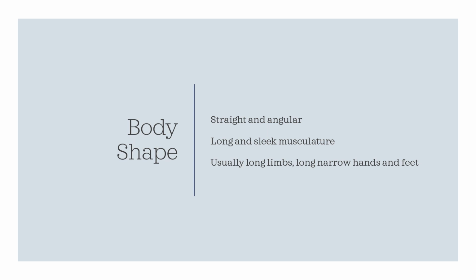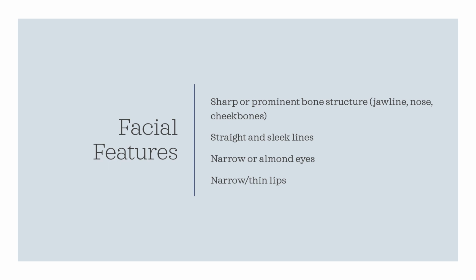So basically, in David's system, yang is the straight, narrow line. This straight, narrow line is present throughout her body. And her facial features are that she has a sharp or prominent bone structure in her jaw, her nose, and her cheekbones. She has straight and sleek lines in her face, maybe narrow almond eyes, or narrow and thin lips.